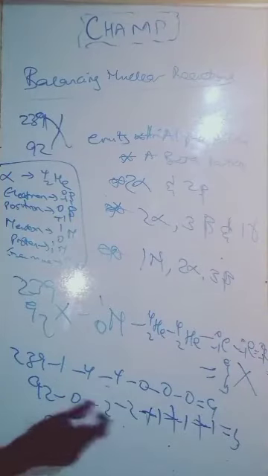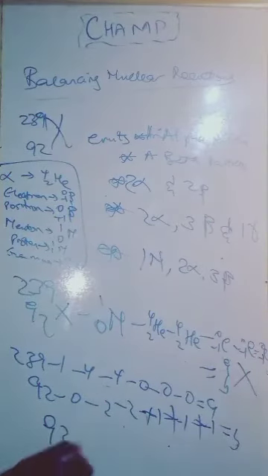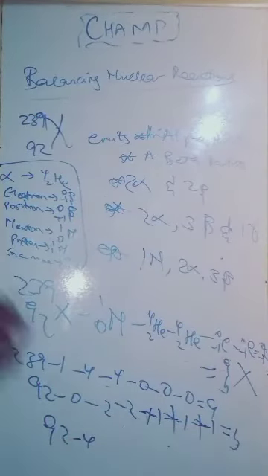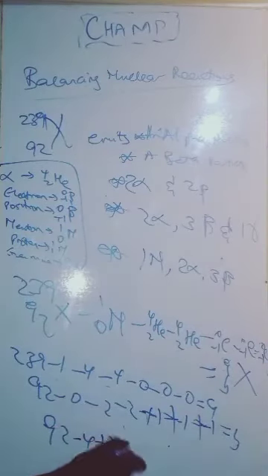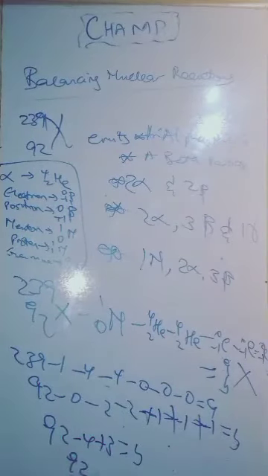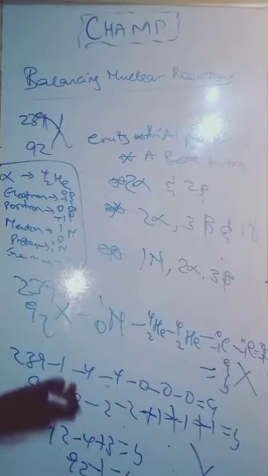So you have 92 minus 2 minus 2. That's minus 4 plus what? Plus 3 is equal to B. 92 minus 4 plus 3, that's minus 1 is equal to B. 92 minus 1, that's 91 is equal to B. So you have 91. And for the top part.